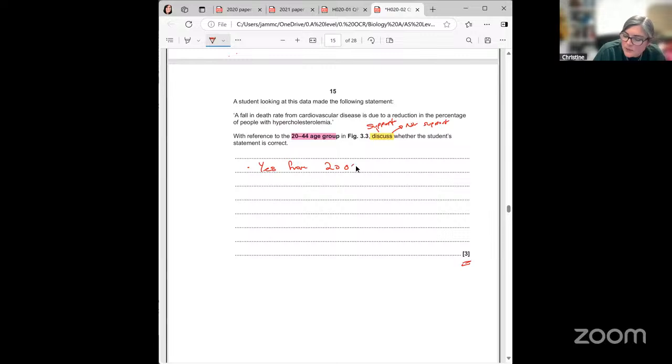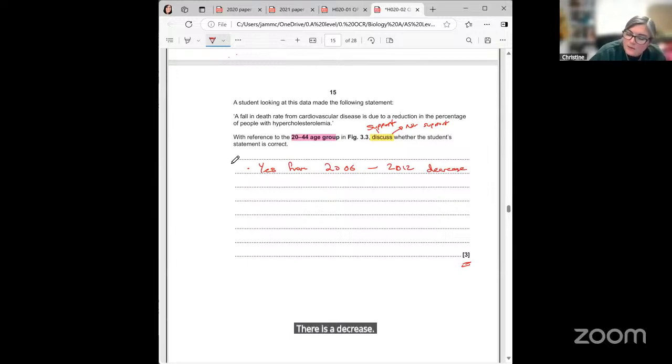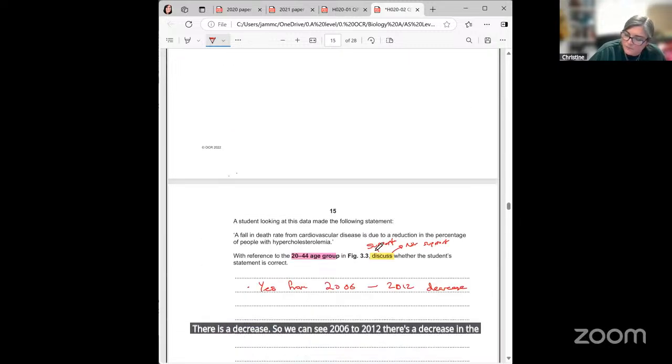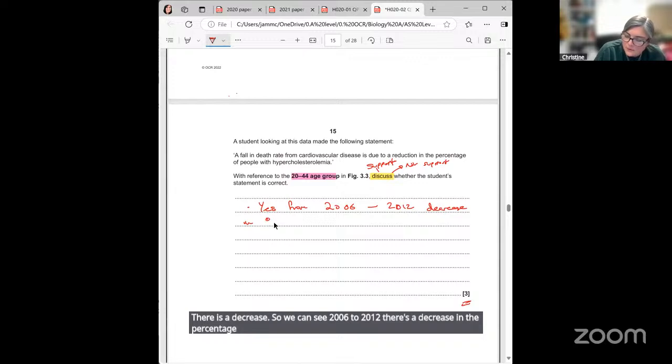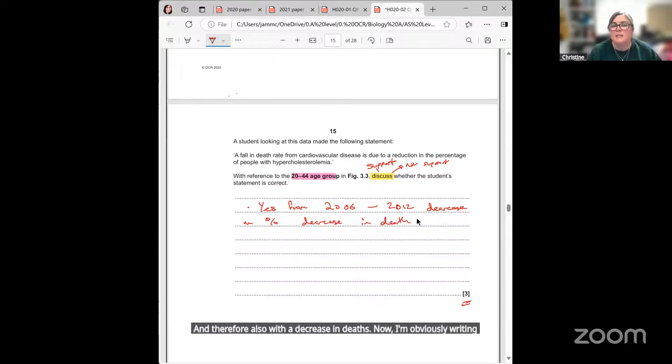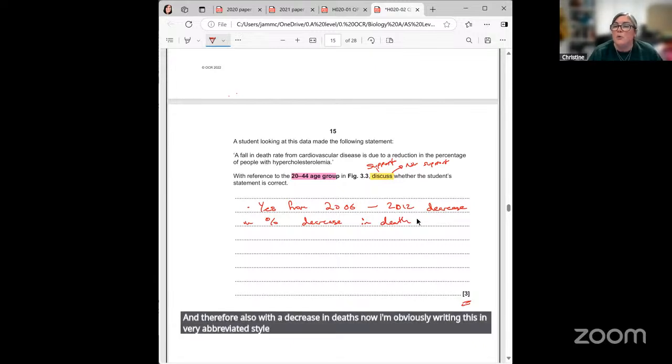From 2006 to 2012, there is a decrease. So we can see 2006 to 2012, there's a decrease in the percentage, and therefore also a decrease in deaths. Now, I'm obviously writing this in a very abbreviated style. Obviously, you give more.